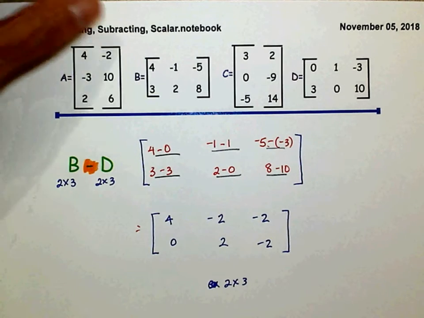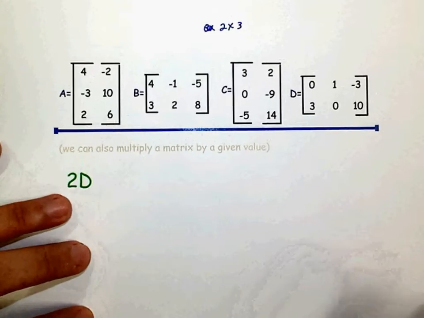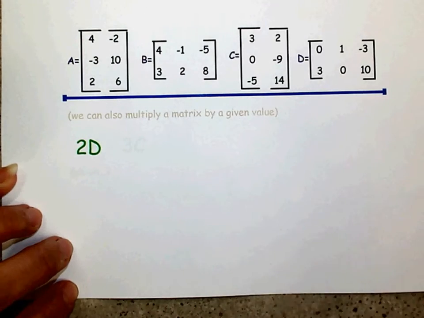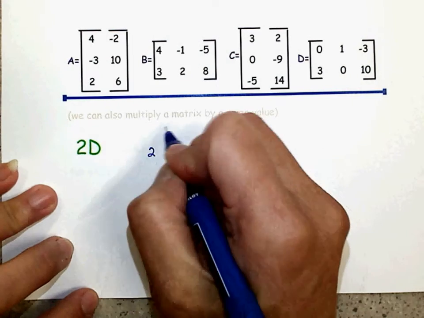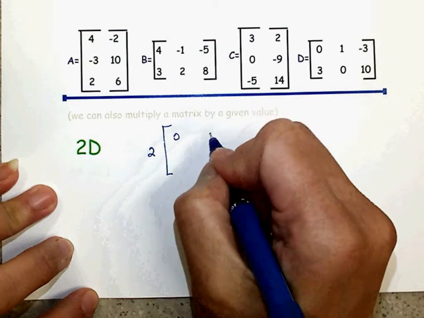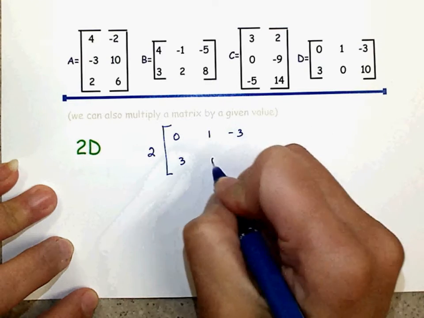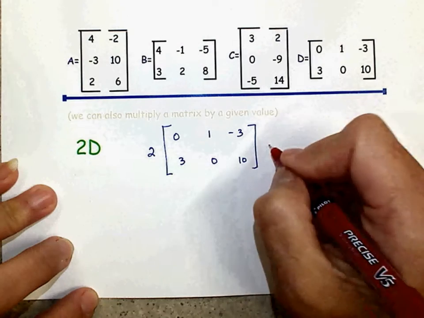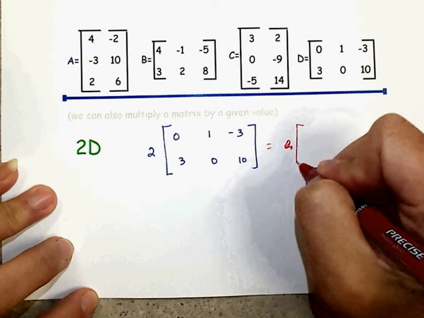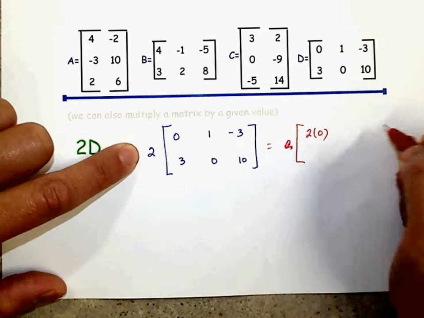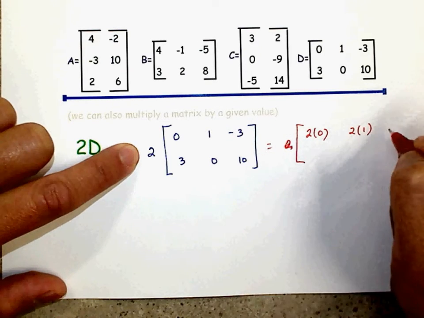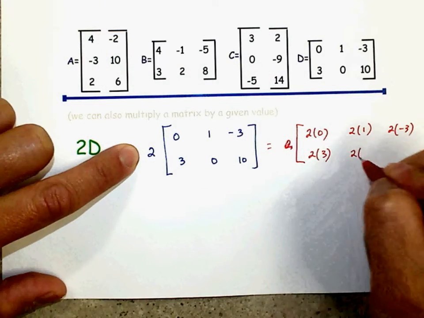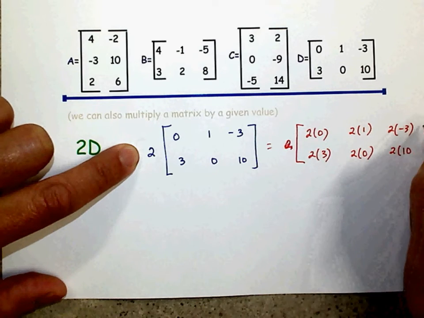Next part, scalar. Scalar is a multiplication, okay? You can also multiply by a given value. Basically, you're going to distribute. So here you have 2 times matrix D. 0, 1, negative 3, 3, 0, 10. Okay? Basically, this is what you are going to be doing. You're going to distribute that 2 to each one. So 2 times 0, 2 times 1, 2 times negative 3, 2 times 3, 2 times 0, 2 times 10. Okay? Basically, that's what you're doing.